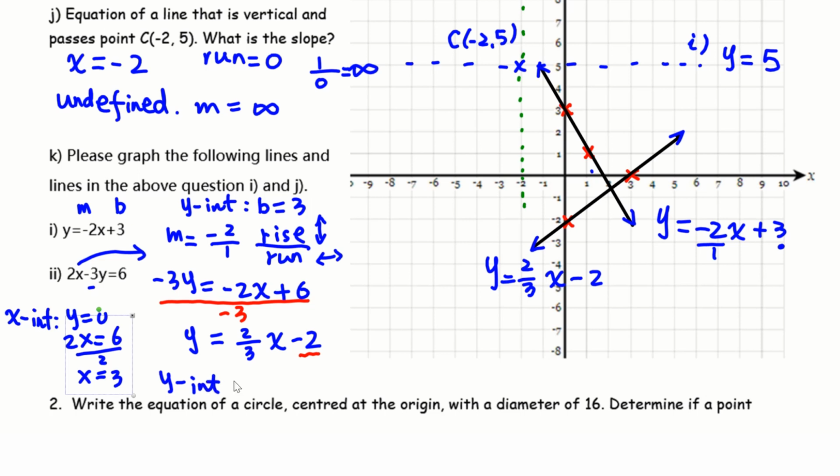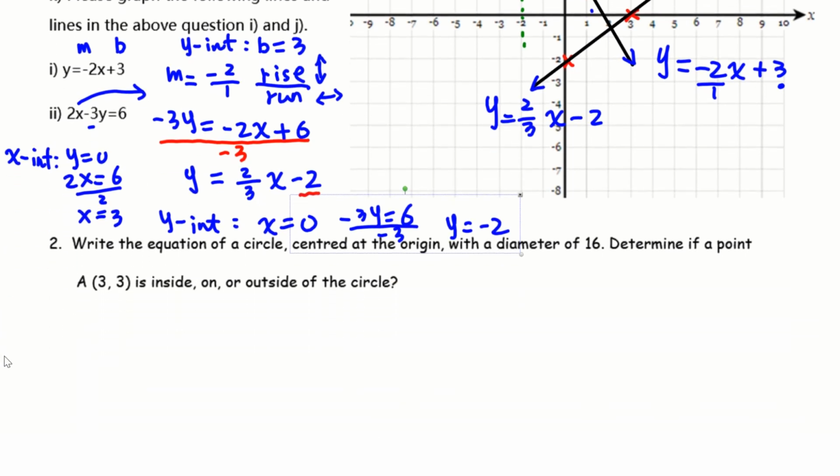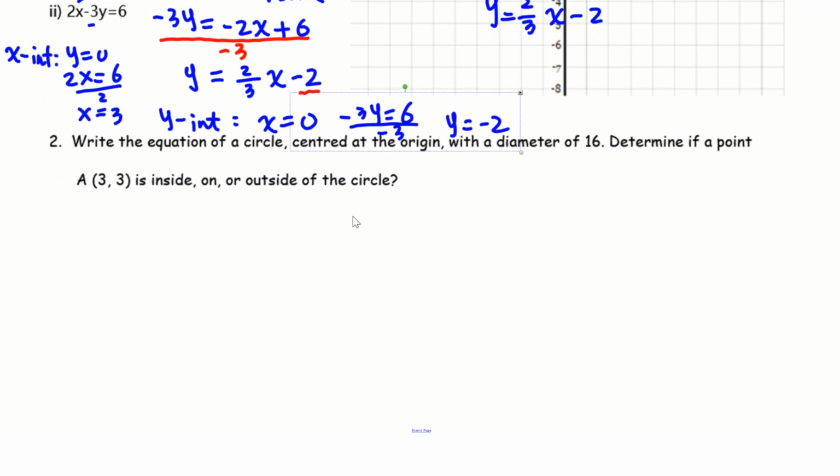You could solve it: x equals 0, x is gone, -3y equals 6, divided by -3, you have y equals -2. It's here. So this is another method you could use to graph it. Use the x- and y-intercepts to graph, or convert it to slope y-intercept form, then use the y-intercept first, then the slope to graph it.